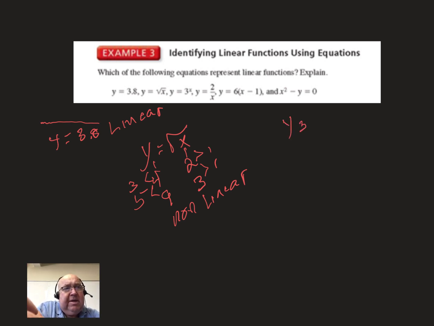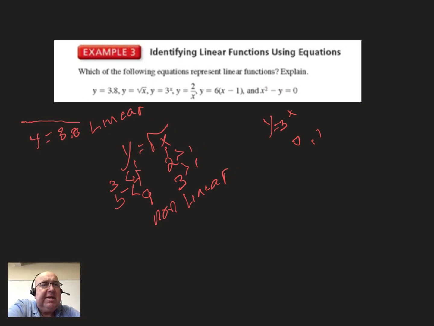Y is equal to 3 to the x exponent. Let's substitute some numbers in here. Let's say we put 0 in for x. Our y value will be 1, because anything to the power of 0 is equal to 1. Now let's substitute 1 in for x. We're going to get 3. Let's substitute 2 in for x. 3 squared is 9. Our x values are going up by 1, and our outputs are going up by increasingly larger amounts. That's nonlinear.